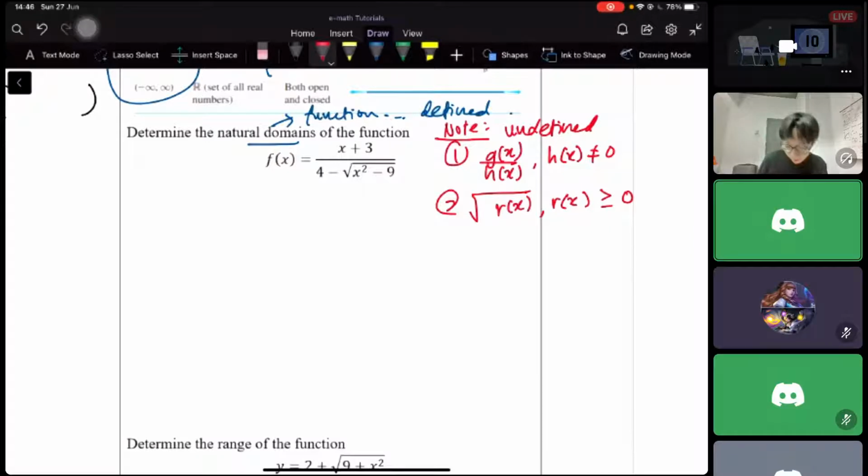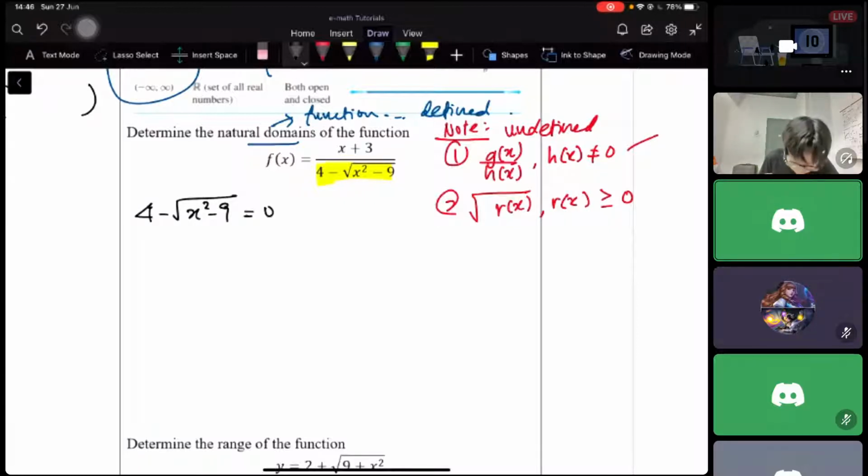So with that, you can actually form two conditions to see where the domain is. For this first one, we need to make sure that this part here is not 0. So what we do, we let it be 0 first and see what x values will give us a 0 in the denominator.